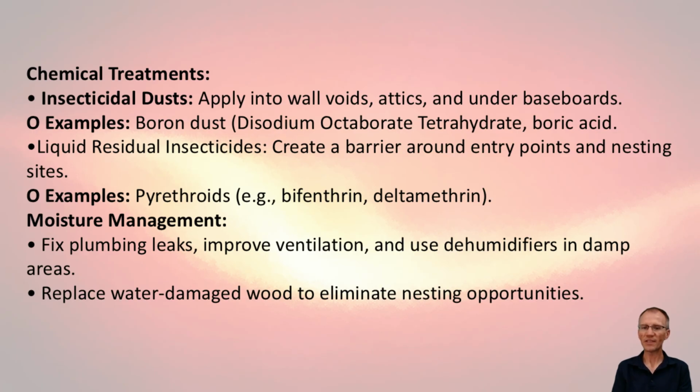Liquid residual insecticides. Create a barrier around entry points and nesting sites. Examples would be pyrethroids, e.g. bifenthrin, deltamethrin. Moisture management. Fix plumbing leaks, improve ventilation, and use dehumidifiers in damp areas. Replace water-damaged wood to eliminate nesting opportunities.